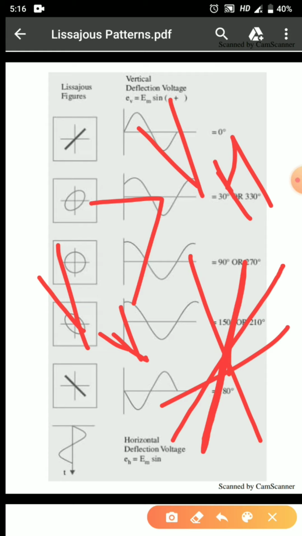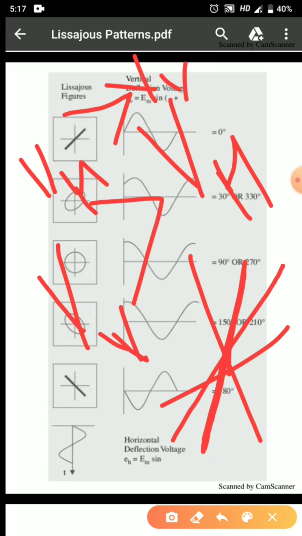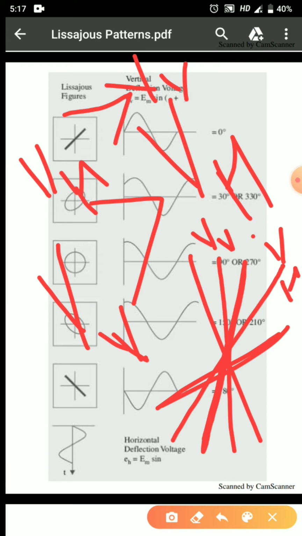The next conclusion that we can make here is that when the horizontal plate's voltage value is greater than the vertical plate's voltage value, we can see here that a greater horizontal voltage makes an angle which is less than 45 degree with the horizontal plate. It will make an angle which is less than 45 degree. That is, this is for the first case, that is when vertical plate's voltage is greater. This is for the second case, when horizontal plate's voltage is higher. And when both the voltages are equal, this is the third case.